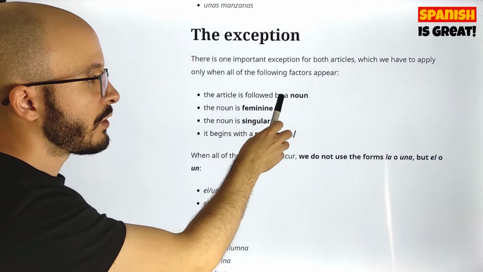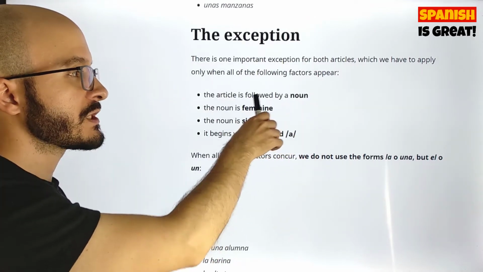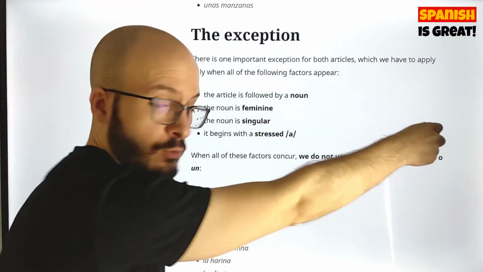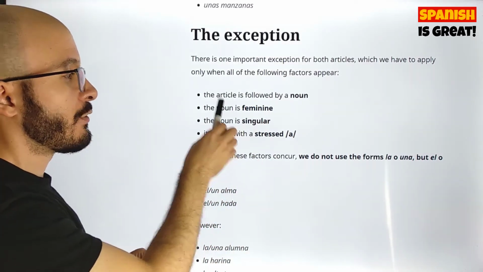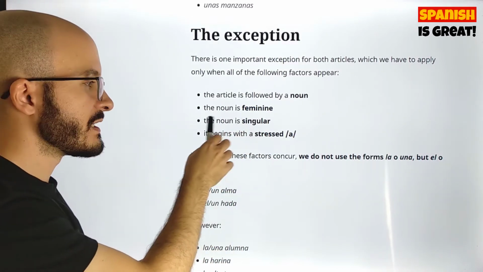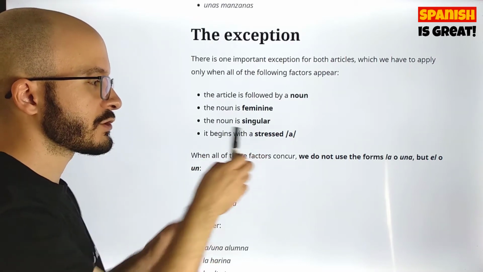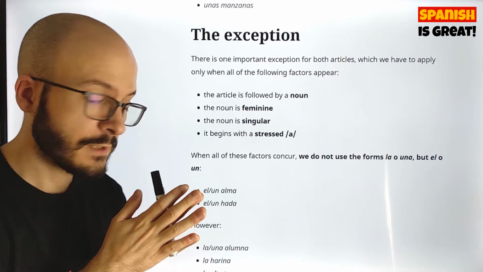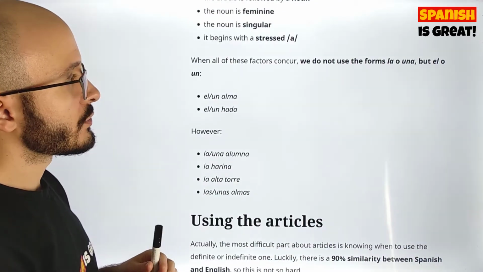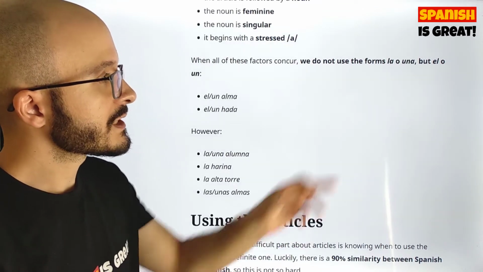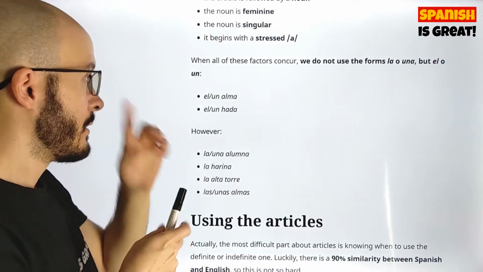The article is followed by a noun. Okay, so it doesn't work if it's followed by an adjective and a noun. No, only if it's followed immediately by a noun. Okay. Now, this noun is feminine. This noun is singular. And this noun begins with a stressed a. Okay? We'll see. When all of these factors concur, we do not use the forms la or una, but el or un.